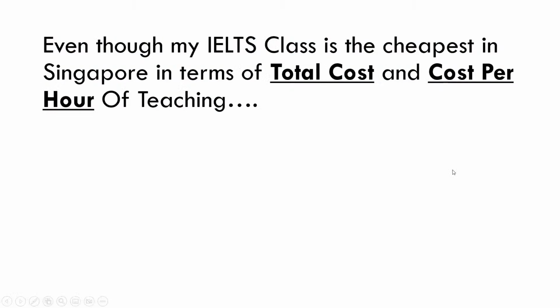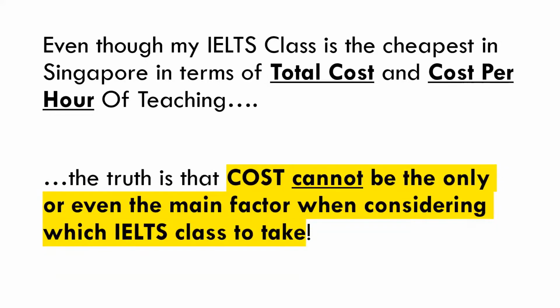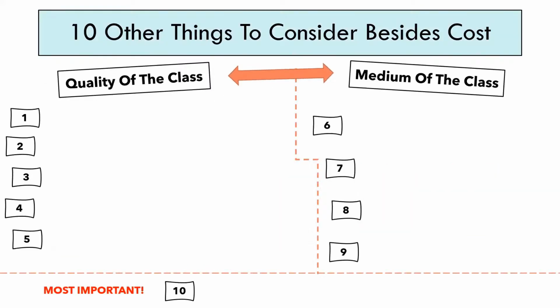Even though my IELTS class is the cheapest in Singapore in terms of total cost and cost per hour of teaching, the truth is that cost cannot be the only or even the main factor when considering which IELTS class to take. Right? There are 10 other things that you should consider besides cost, and I'm going to divide them into 1 to 5. It's really about the quality of the class.